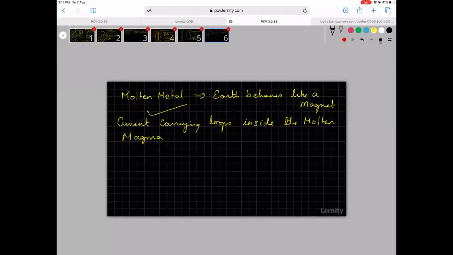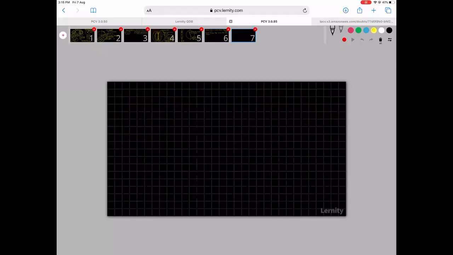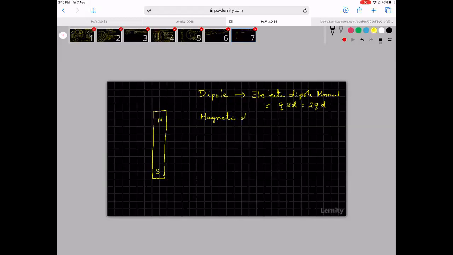Right now, let's focus on our magnet which we have suspended. When you suspend a magnet and it is influenced by the Earth's magnetic field, it points to the North Pole on one side and the South Pole on the other side. Now this magnet is like a dipole. Just as I have an electric dipole moment, which is equal to q into the distance separating them, in our case 2d, so 2qd, the same way we have a magnetic dipole moment.